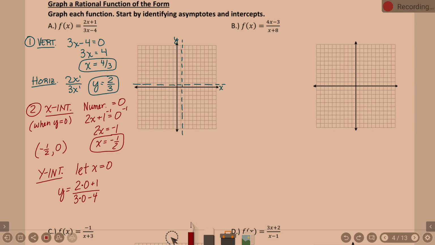What'd you say? 1 divided by negative 4, right? Because 2 times 0 is 0, plus 1 is 1. 3 times 0 is 0, minus 4 is negative 4. So I would say that my y-intercept is negative 1/4. Now, if you have to write that as an ordered pair, what comes first? X, which is 0, comma negative 1/4.